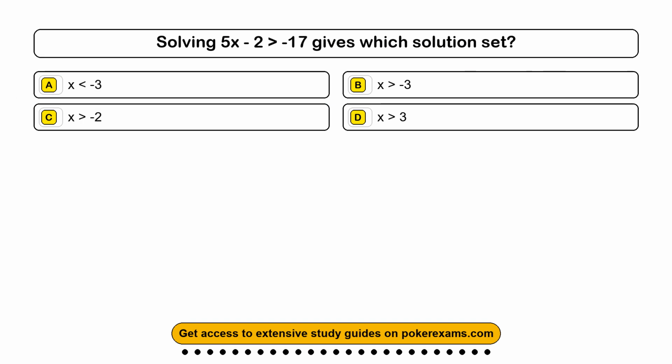Question 10. Solving 5x minus 2 minus 17 gives which solution set? Option A x minus 3. Option B x minus 3. Option C x minus 2. Option D x3.